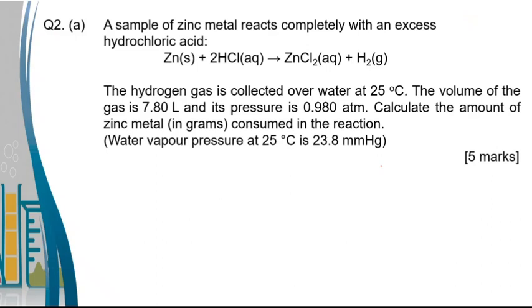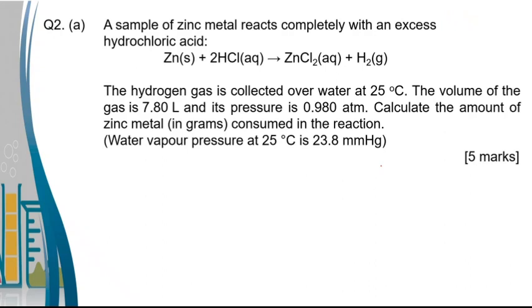In question number 2, part A, the question is about Dalton's law. What we can see here is a sample of zinc metal reacts completely with an excess of hydrochloric acid. The reaction occurs through this balanced equation for the reaction that takes place. The hydrogen gas is collected over water, that means the water displacement method.